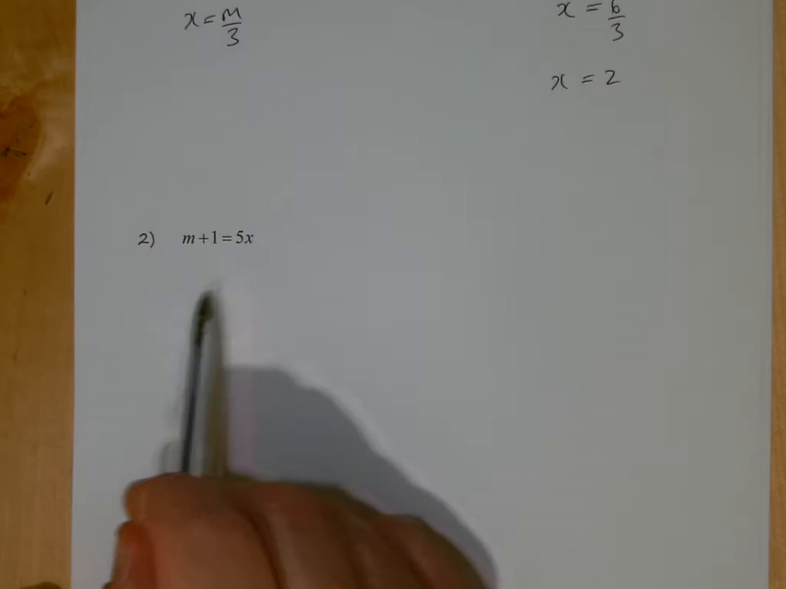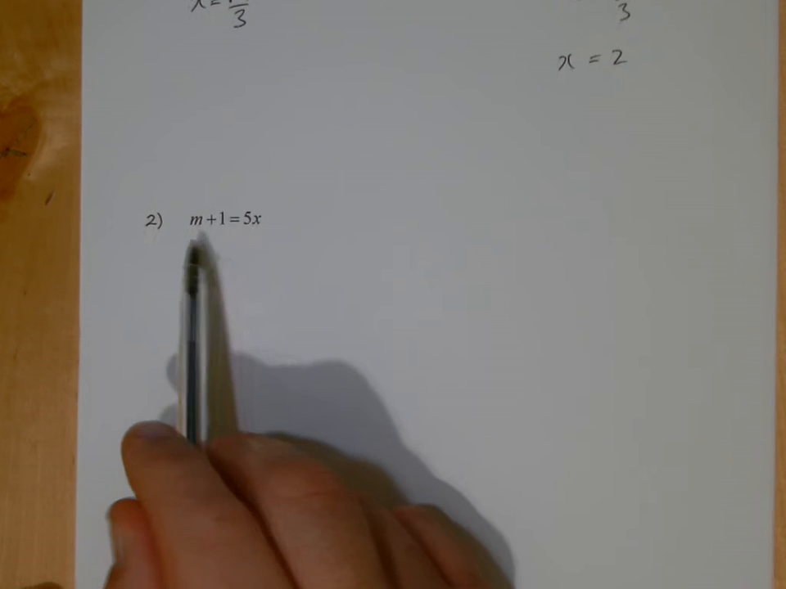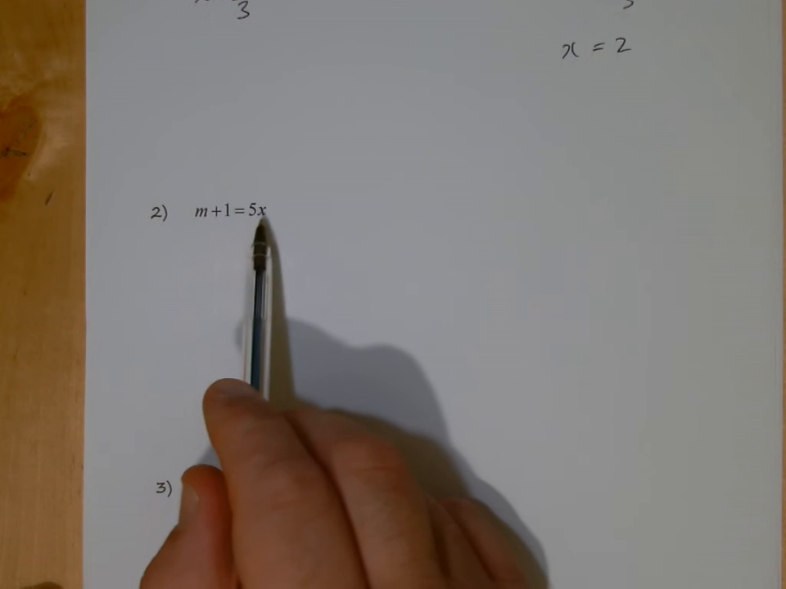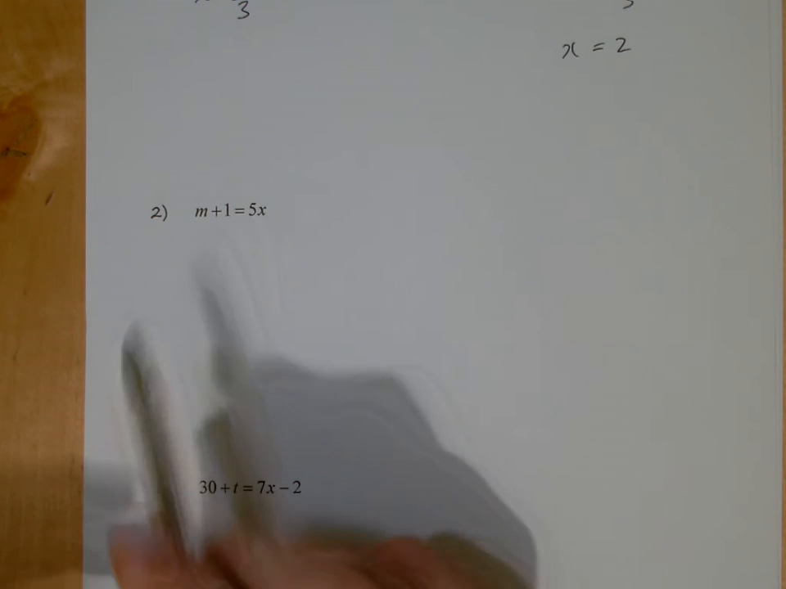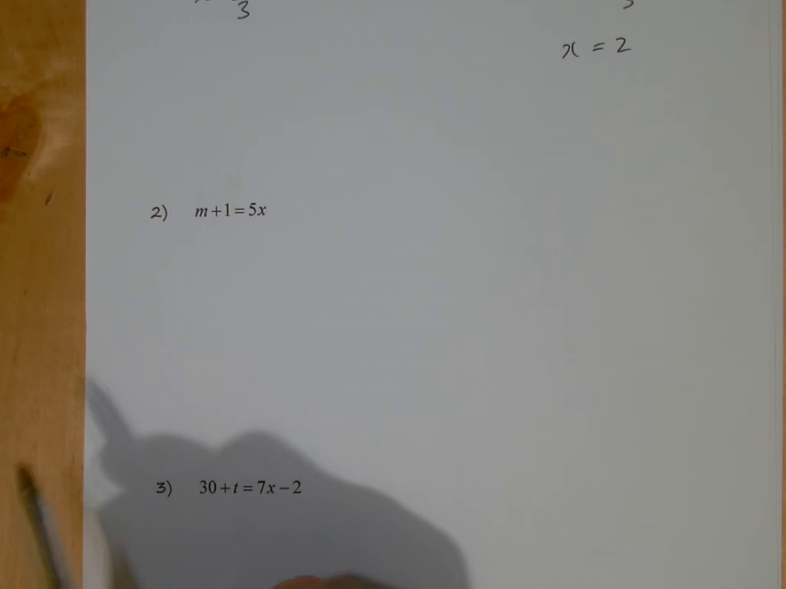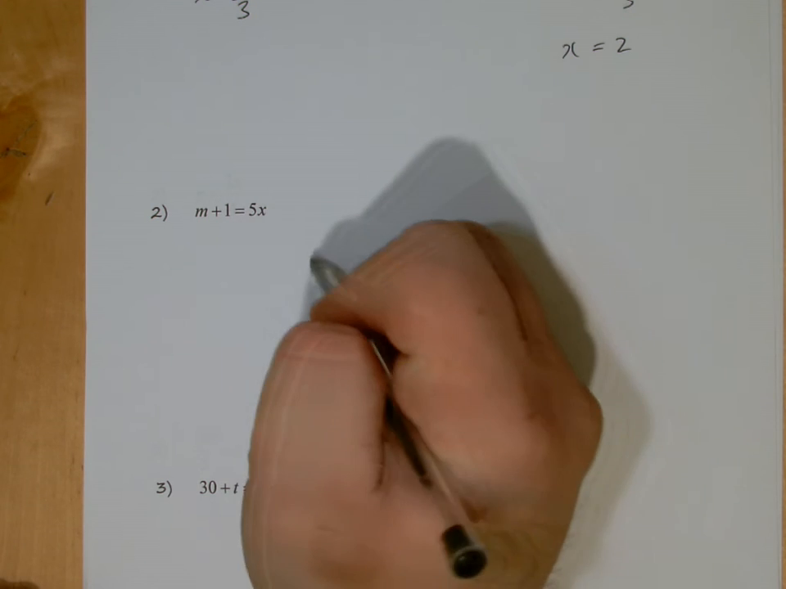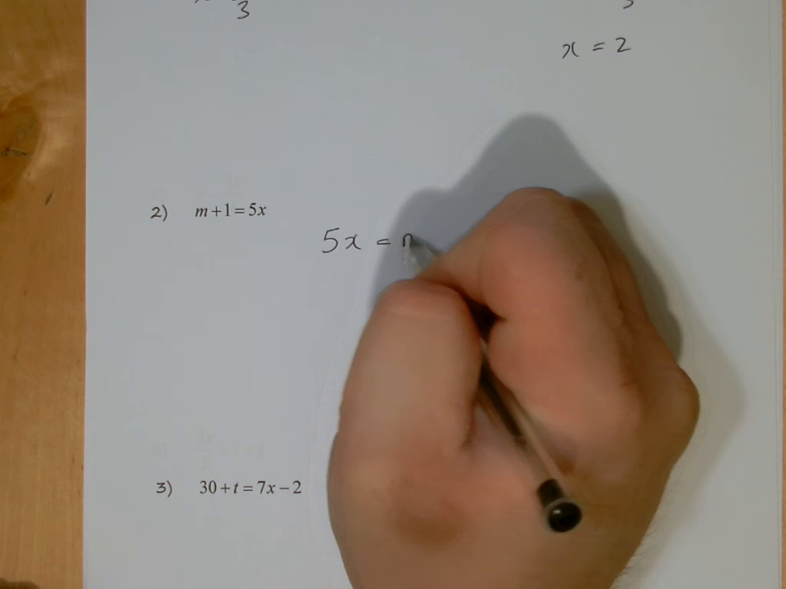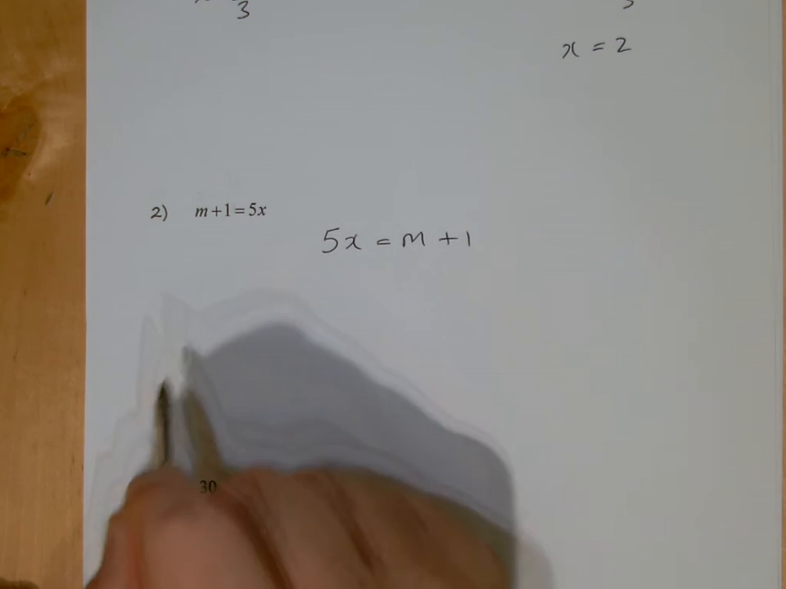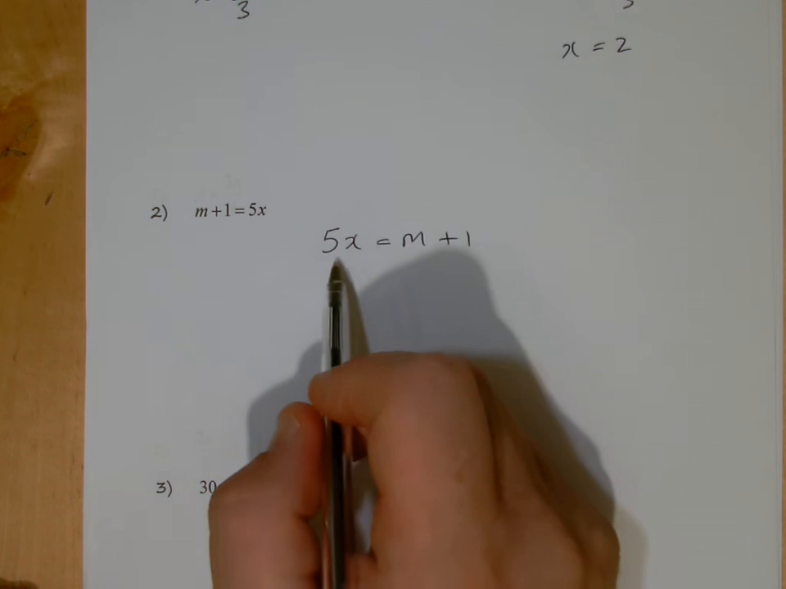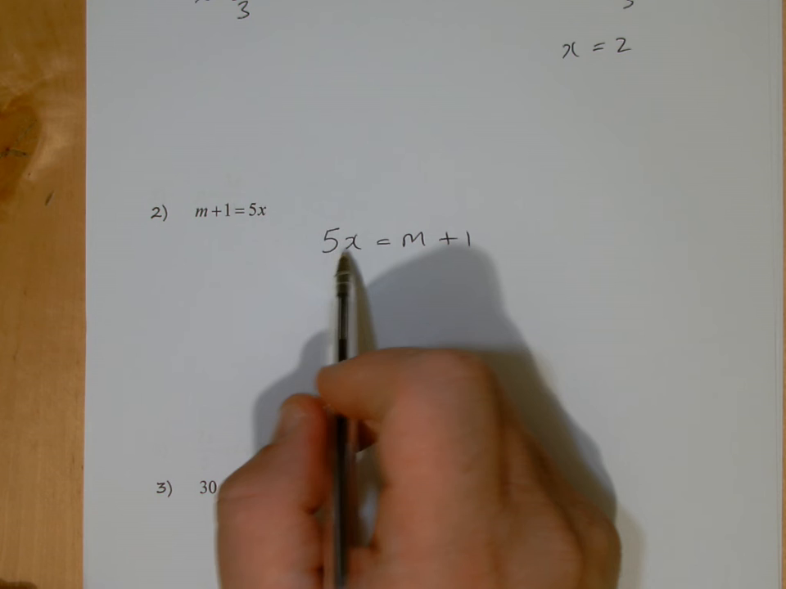Okay, let's look at this now. This is similar to the first video, where we've got the x on the right hand side, and we want to try and avoid situations like that. So what I would do is rewrite this, just write it the other way around. So 5x is equal to m plus 1. Just reverse the order, and then consider what we're doing with the x.